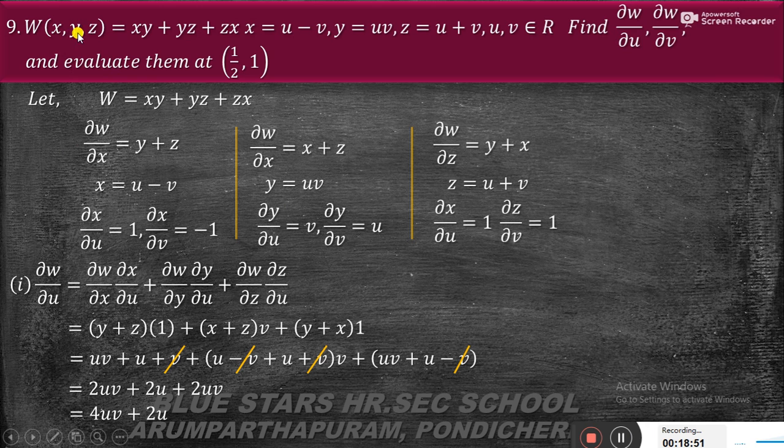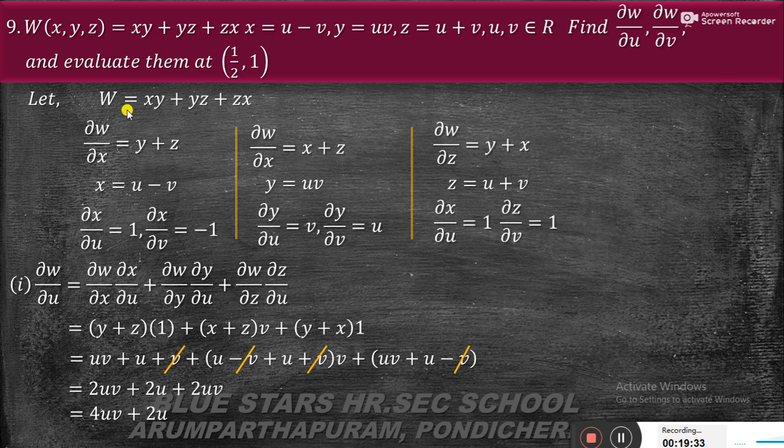So the ninth problem: w of x, y, z equal to xy plus yz plus zx, where x equal to u minus v, y equal to uv, z equal to u plus v. So u, v belongs to R. Find dou w by dou u, dou w by dou v, and evaluate them at the point 1 by 2 comma 1. You see here w of x, y, z equal to xy plus yz plus zx, x equal to u minus v, and the y equation and z equation are given. So we calculate dou w by dou u and dou w by dou v, and evaluate them at 1 by 2 comma 1.